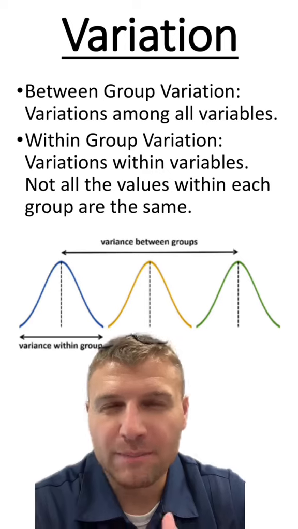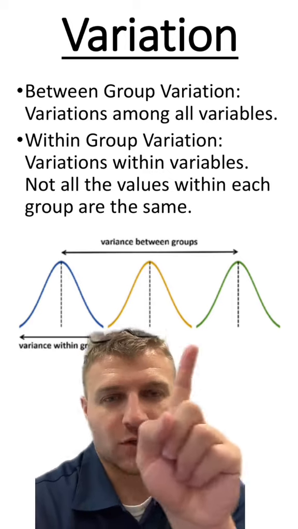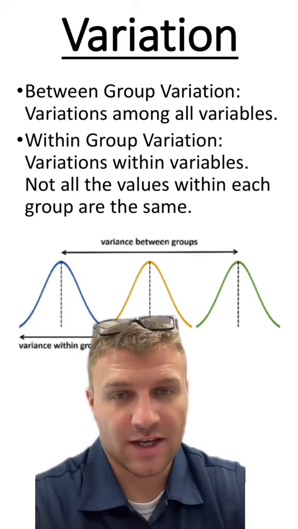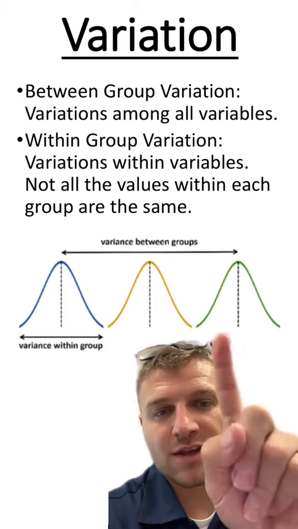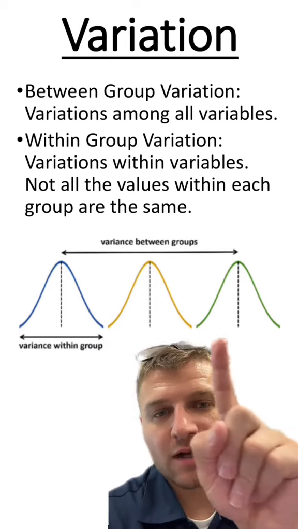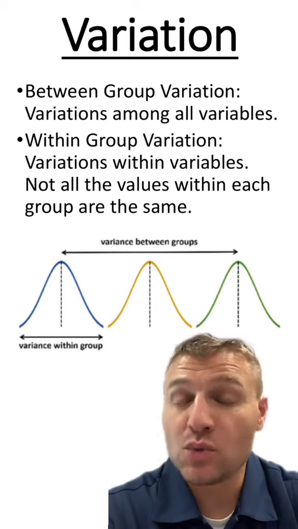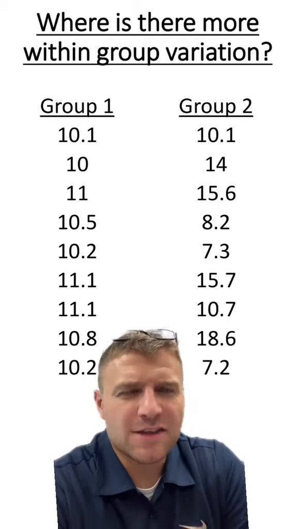Now, how we compare the data between these different groups is called between group variation. So again, this is within group variation, but when you compare each of these data sets, it's between group variation. Let's look at this another way.